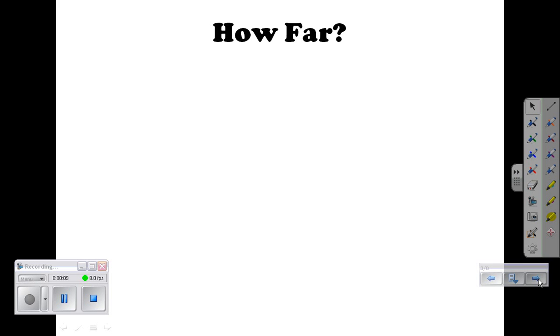Talking about the question of how far something has gone, and how far something is from where it started. So we'll start out with just some definitions here. First definition, position. Simply put, the location of an object.